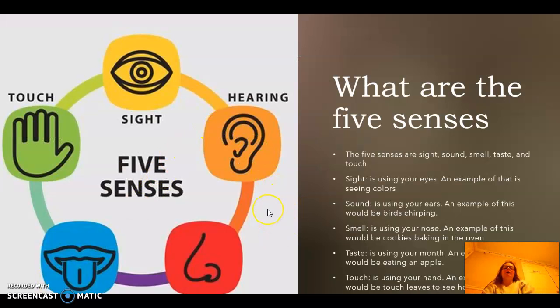And then, what are the five senses? The five senses are sight, sound, smell, taste, and touch. Sight is using your eyes. An example of that would be seeing colors. Sound is using your ears, which is like birds chirping. Smell is using your nose. Cookies baking in the oven is an example of that. Taste is with your mouth. An example is eating an apple. And then touch is your hand, and like leaves, if it's rough or if it's soft or scratchy, stuff like that.